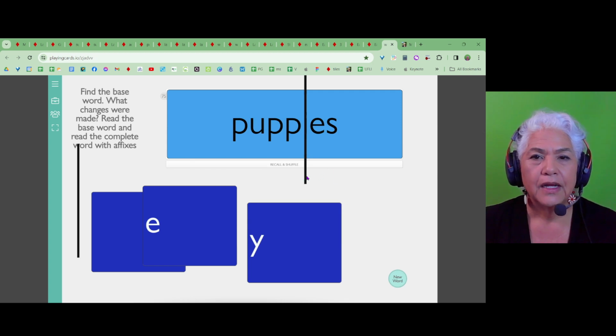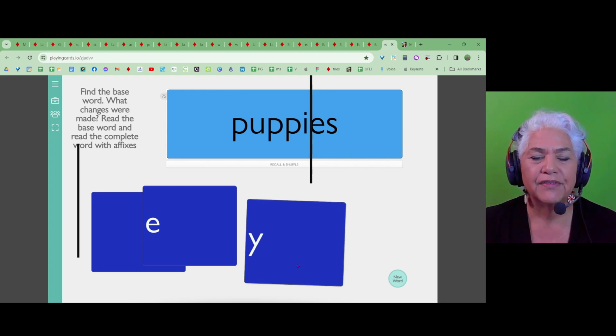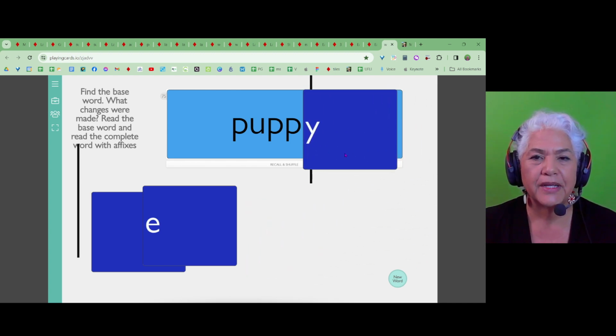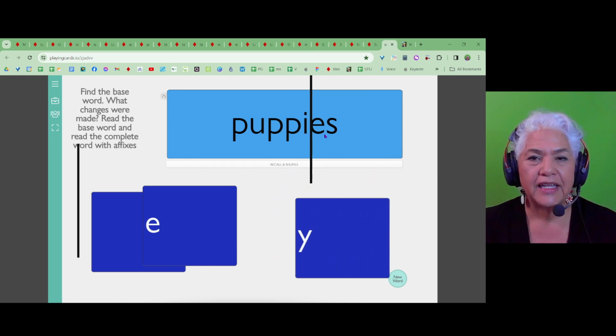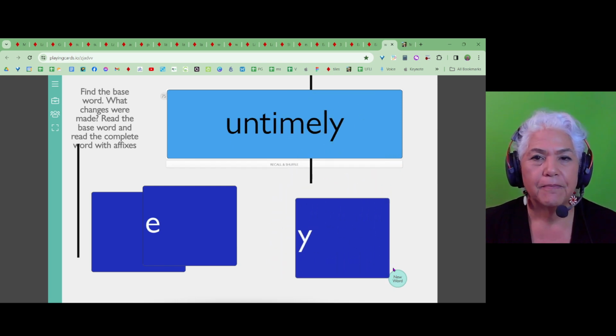Okay, here we go. I see the S. Maybe it's an ES. So we're always having to ask, did you add the S or did you add the ES? Oh, I see an I in front of there, so it used to be a Y. What was my base word? Puppy. The Y becomes the I. We add ES and it's puppies.